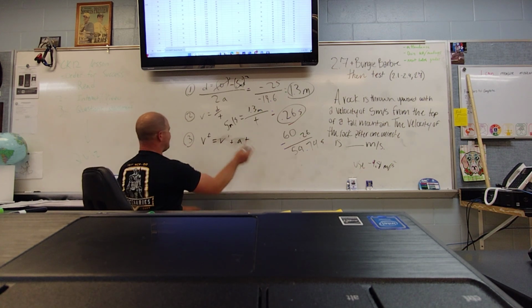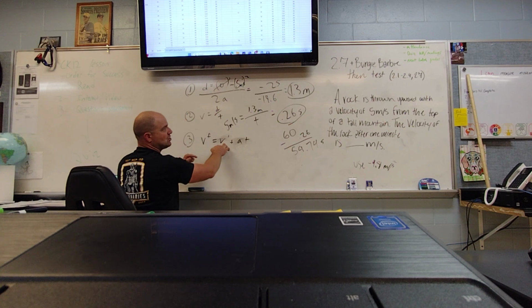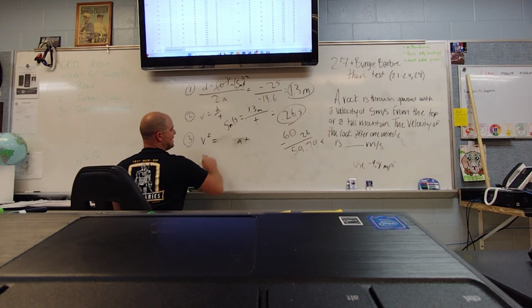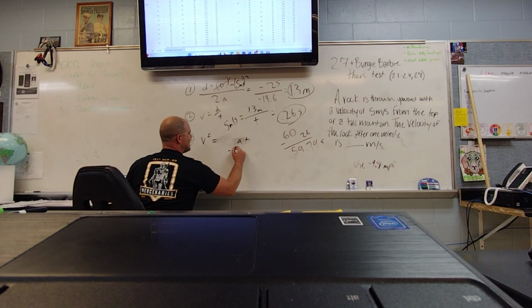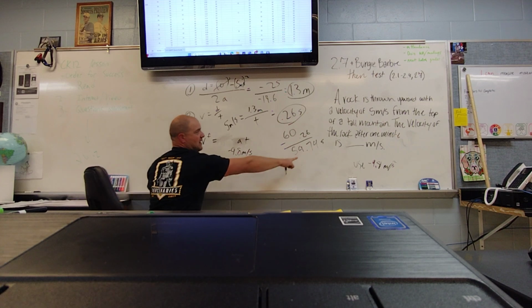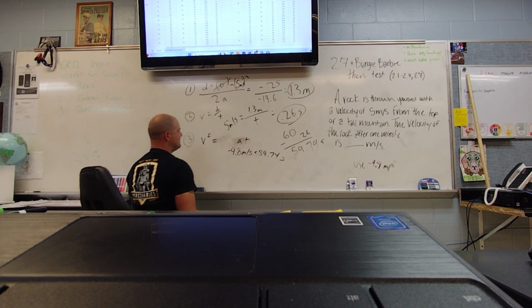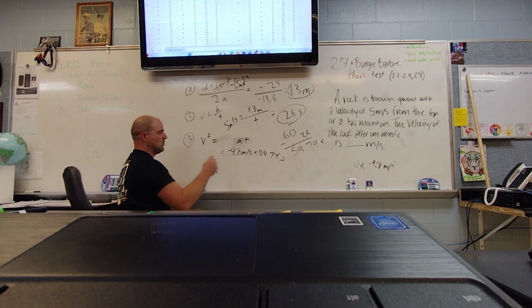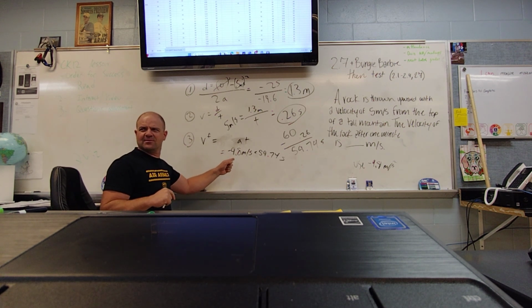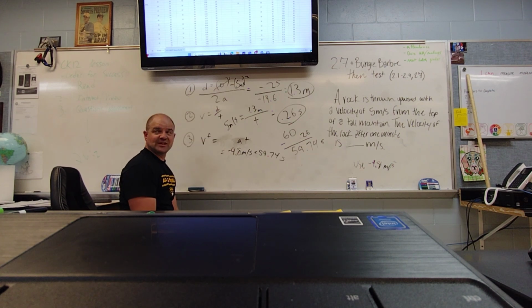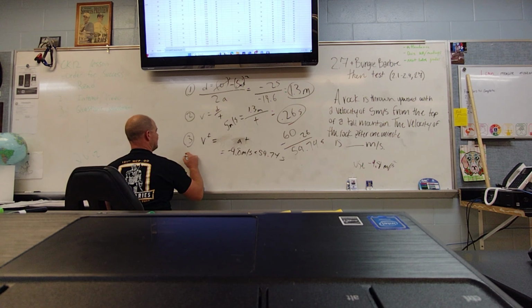So we have velocity initial was 0, so we can get rid of that. And then we have acceleration is negative 9.8 meters per second, and our time is 59.74 seconds, which is going to give us our answer. It's negative because it's going down. So negative 9.8 meters per second times 59.74 is negative 586.05.